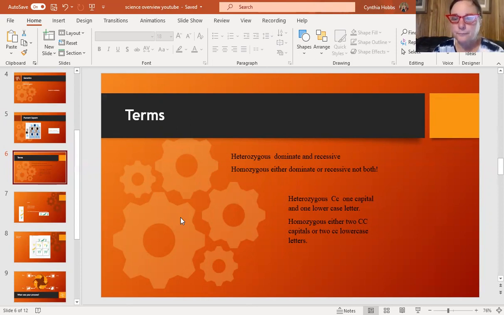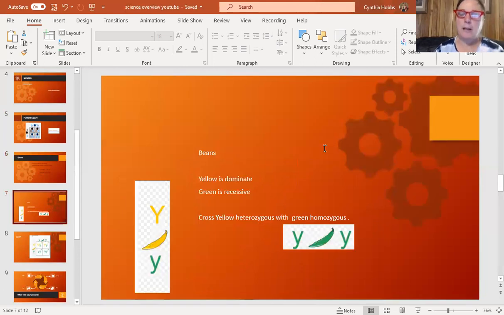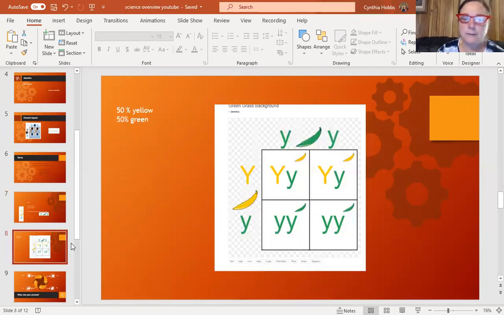Heterozygous is a capital letter and a lowercase letter, and homozygous is going to be either 2 uppercase or 2 lowercase, depending on whether or not it's recessive or dominant. So look at this here. If we look at beans, if the yellow is dominant and the green is recessive, and if we cross the yellow heterozygous with the green homozygous, okay, so we have the yellow is going to be the capital letter, and the green is going to be the lowercase y. And if we fill it out, this is what we have.